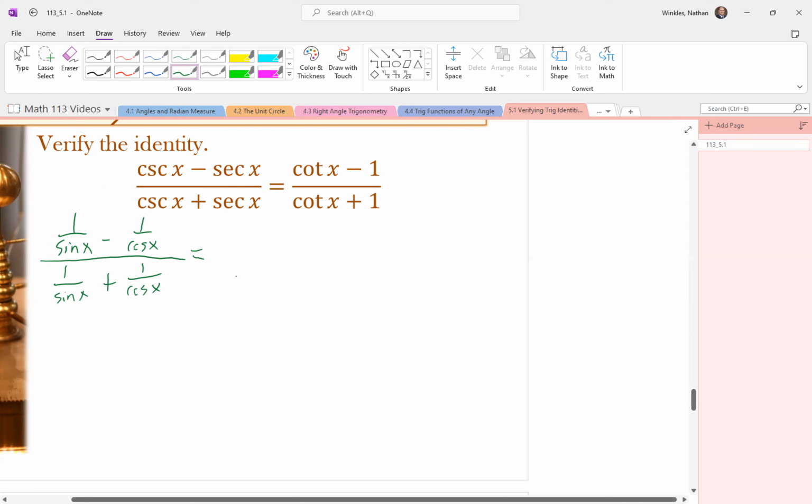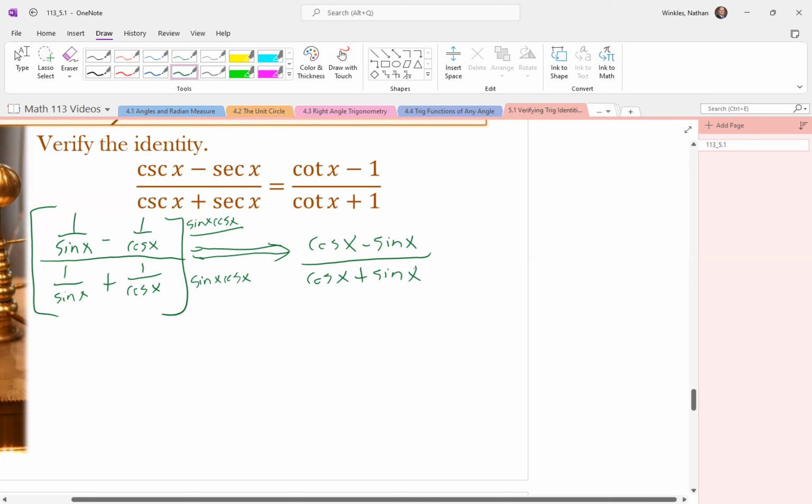I'm going to get rid of all my fractions in this case that are inside of a fraction. So I'm going to multiply everything by sine x cosine x over sine x cosine x. So that's going to give me cosine x minus sine x over cosine x plus sine x. There's not really much else we can do here to simplify this left-hand side. So I'm going to jump over here and work with my right-hand side now.